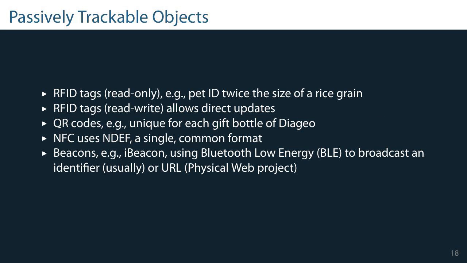The next category for our concern is passively trackable objects. So these could include RFID tags, of which there are read-only RFID tags such as pet ID devices, which are about twice the size of a rice grain, and I mean like twice the size of a short grain rice. RFID tags that are read-write, which are typically a bit larger and a little bit more power hungry, allow direct updates and therefore some kind of interaction.